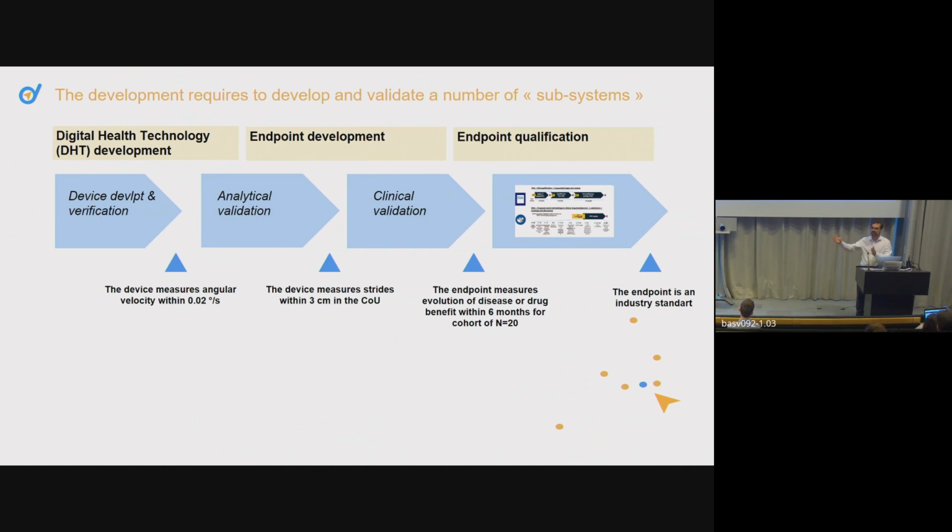And then you need to go to the regulators and say, hey, Mr. or Mrs. Regulator, we think this is the right one. We've done those types of validation. Do you agree that the validation is complete? And do you agree that this would be a good endpoint to measure the efficacy of treatment?